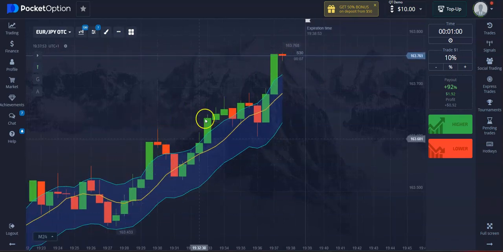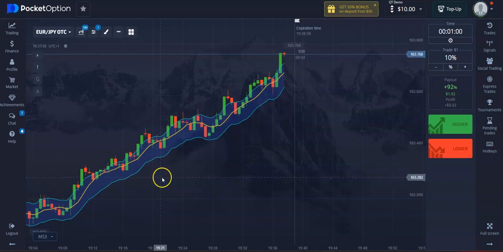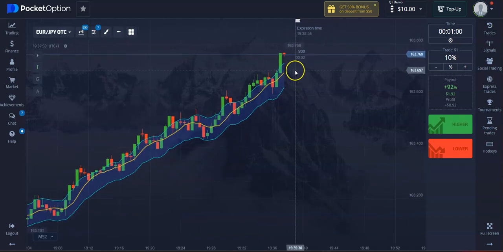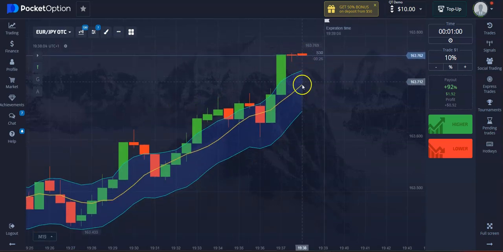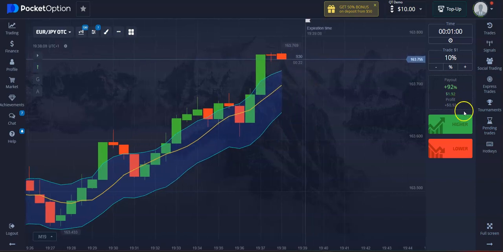So far, so good. Going up. So we have a clear uptrend. We're just waiting for one of these candles to come closer to our target, which is this line right here. And when that happens, we're going to take a higher position. Essentially, that's the strategy.